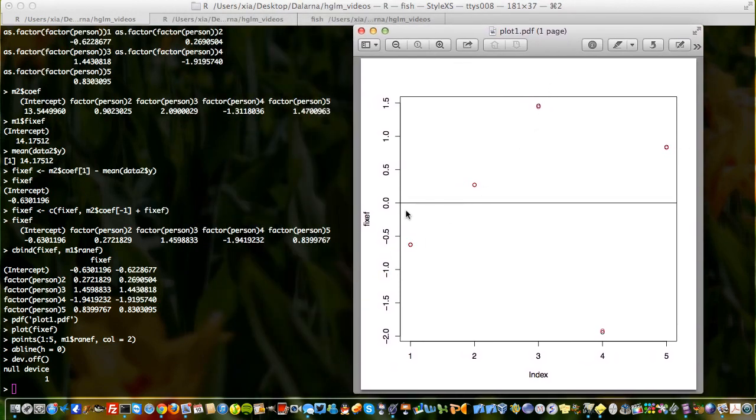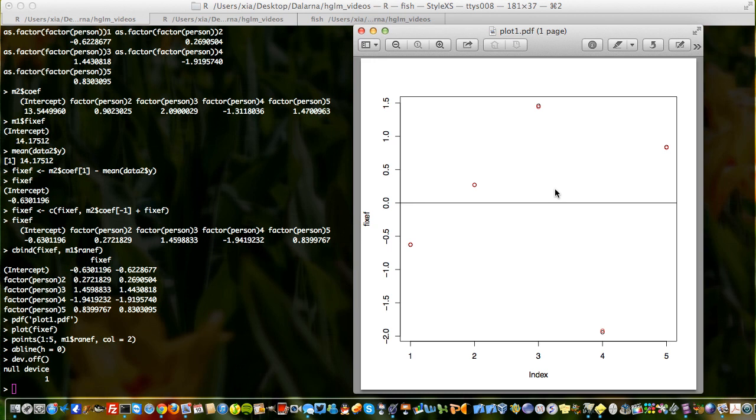Okay, so you see that we have 0 here, a black line, and we have 3 positive values and 2 negative values. The blue dots and the red dots already overlap with each other. So we don't have much difference between the fixed and the random effect estimate.